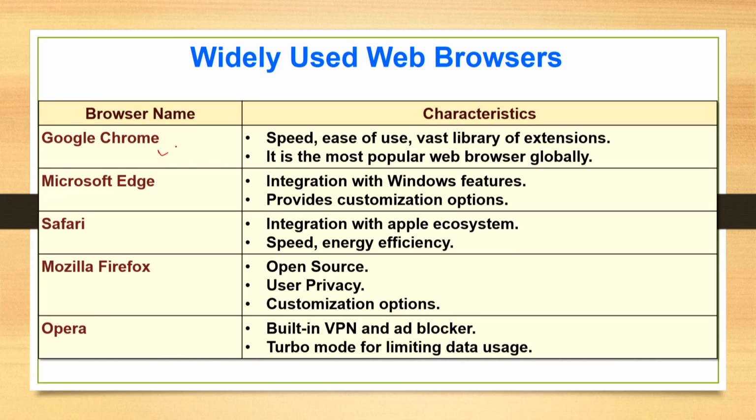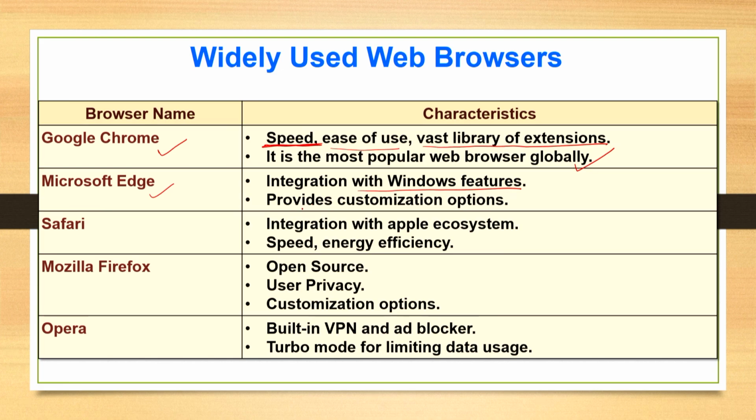First one is Google Chrome. When the speed matters, yes, because the speed of Google Chrome is high, it is easy to use, it has a vast library of extensions, and it is the most popular web browser globally. Another one is Microsoft Edge. It has an integration with Windows features. So, you can see the sign of Windows also in the Microsoft Edge.